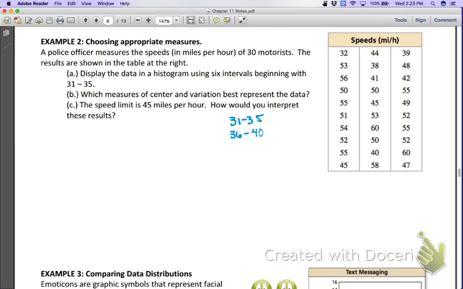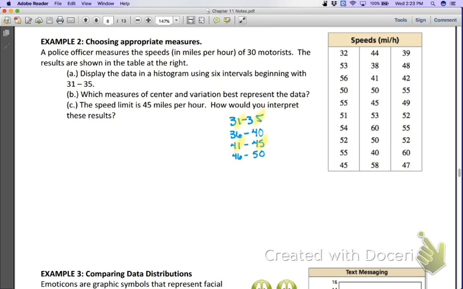So 36 to 40. The next one would be then 41 to 45. What do you notice about this number and that number? They're 10 apart, right? Same way with the 35 and the 45. So this one would go then from 46 to 50.